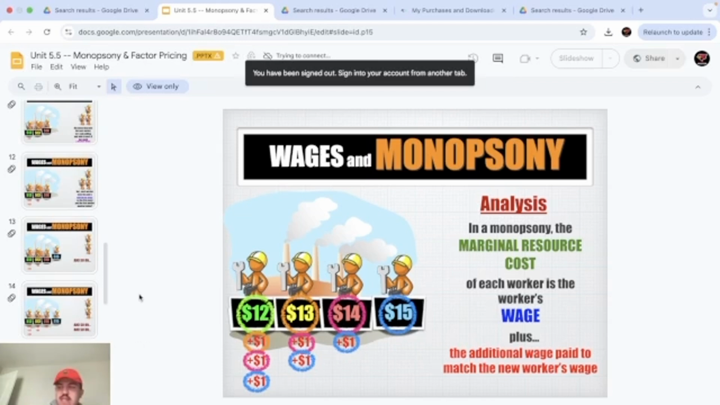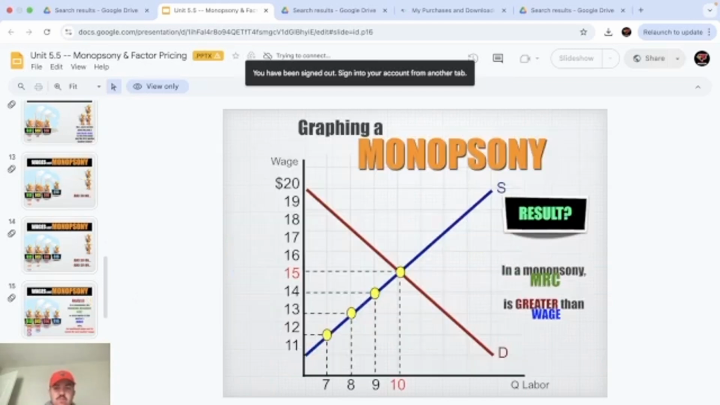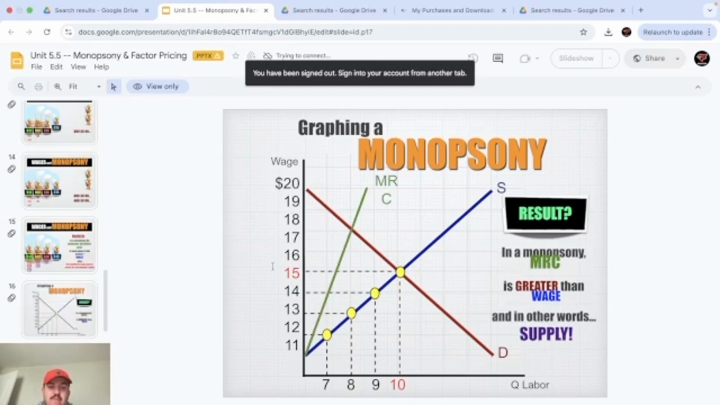I'll show it to you on the sheet. If you're taking a look at your sheet right now while you're watching this, it's part B that we're going to take a look at. So in a monopsony, MRC is greater than wage. Wage is the supply line. So MRC is going to look a little something like this on this.